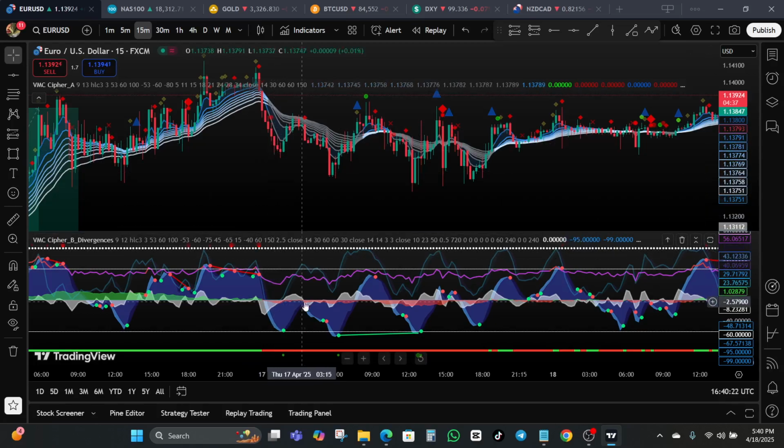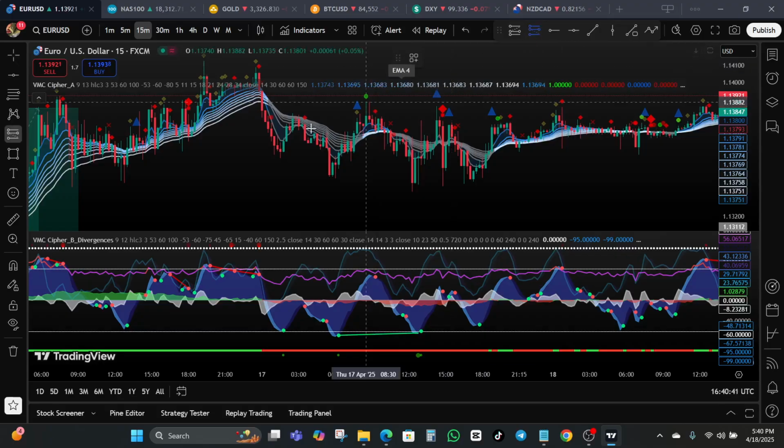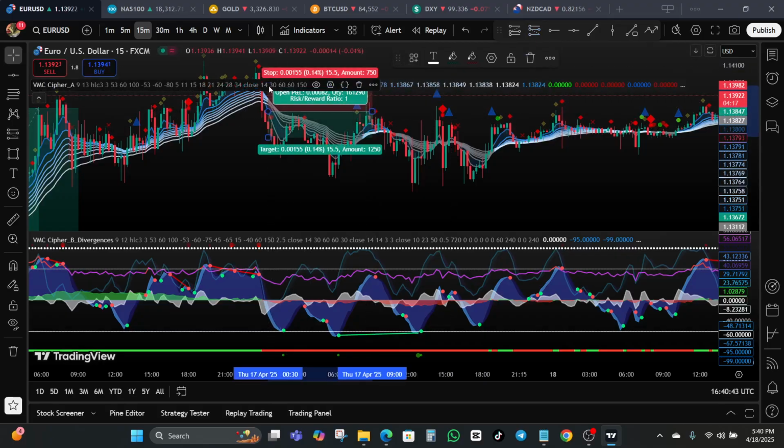Ensure that this blue phase has turned down, dropped below the zero level. All right, and then ensure that you have a red dot. You can see this red dot had formed here before this even happened. All right, so once you have that, look for a bearish confirmation candlestick pattern. Once you have confirmed a bearish move, you can go ahead and enter a sell trade.